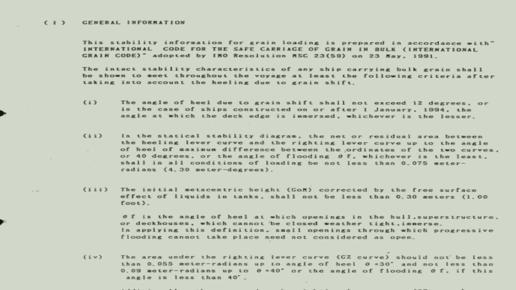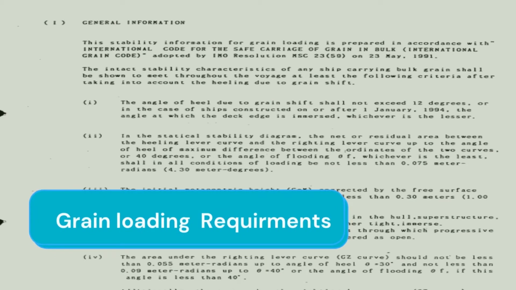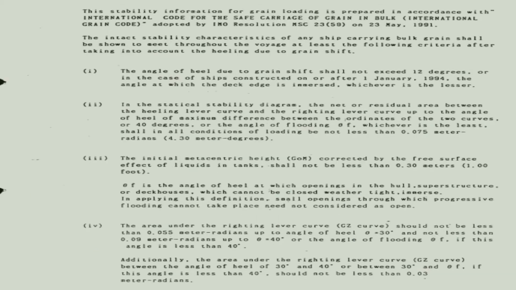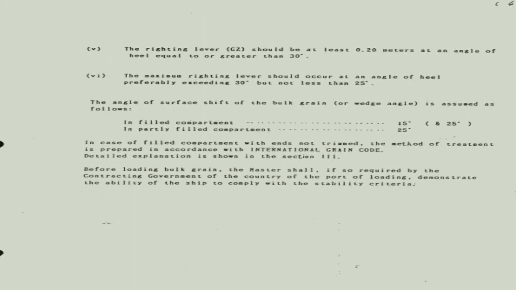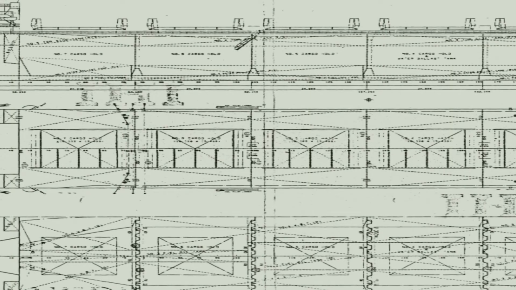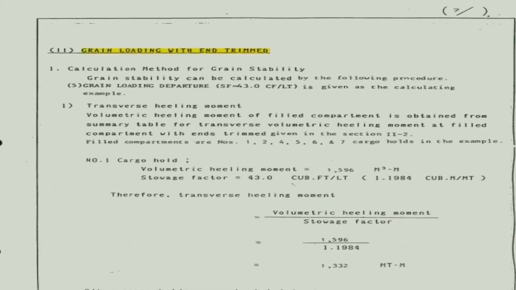Chapter number 1, general information. This chapter talks about the IMO requirements for loading grain cargo and the conditions which we must meet. Here, ship's particulars for that ship. Here, general arrangement plan. Now, let's see chapter number 2, what that chapter has.